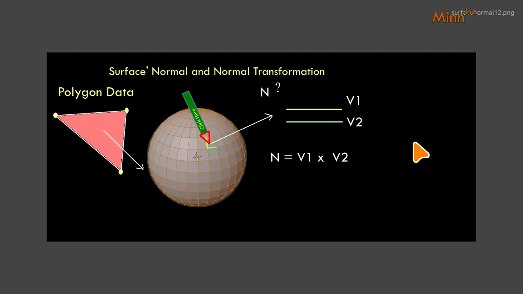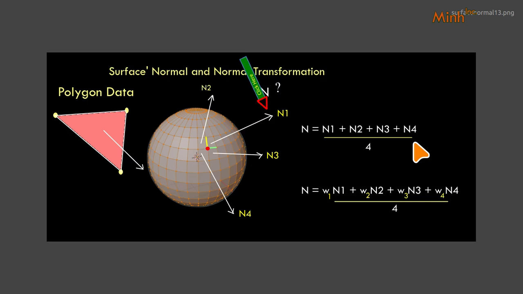Okay, so all quads are flat. This triangle is flat. So if this is flat, then any two vectors, not vertices, any two vectors I can take, and if I do the cross multiplication, then we'll get a magnitude and a direction normal to it. So this is the normal. Okay, so that is the idea.